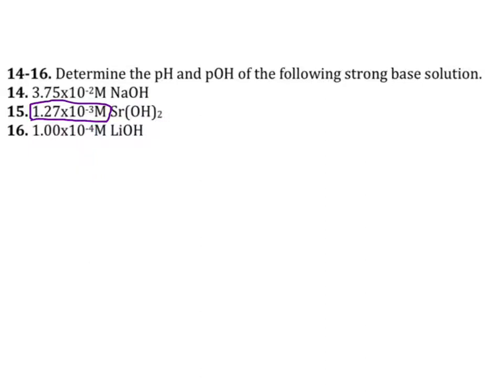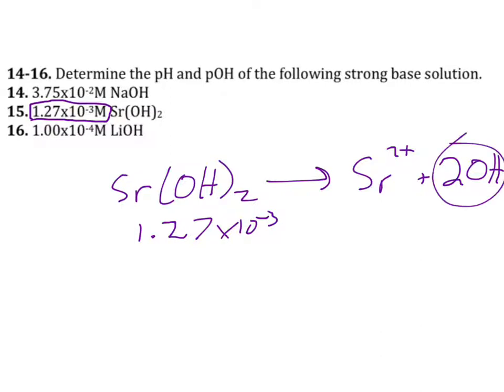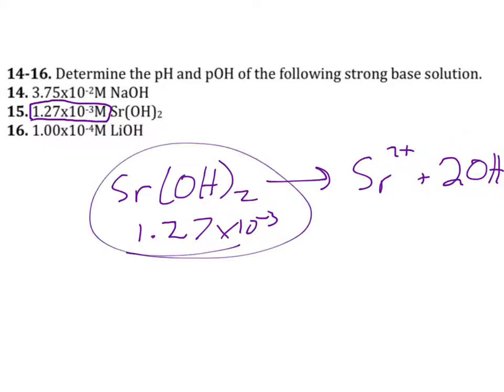And what we need to do is multiply it by 2, because strontium hydroxide is a strong base. When this dissociates in solution, it makes strontium ion plus 2 hydroxide ions. So because this is a concentration of 1.27 times 10 to the negative 3, the hydroxide concentration is going to be double whatever this is.